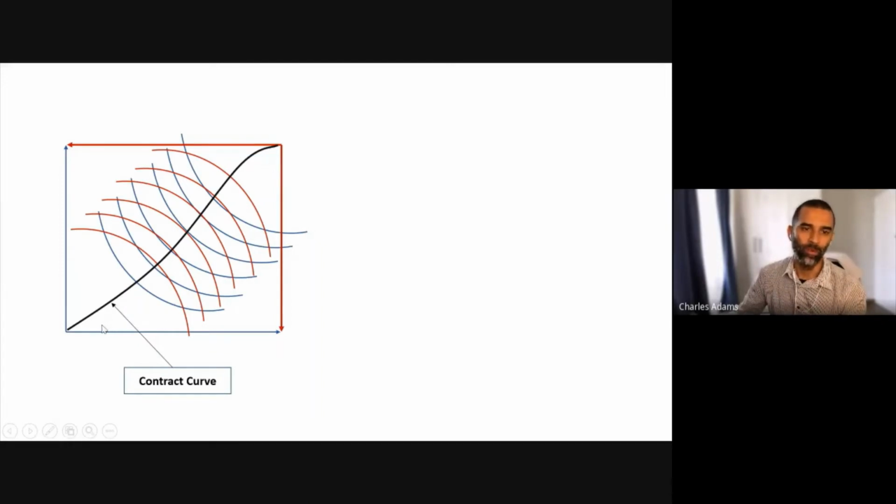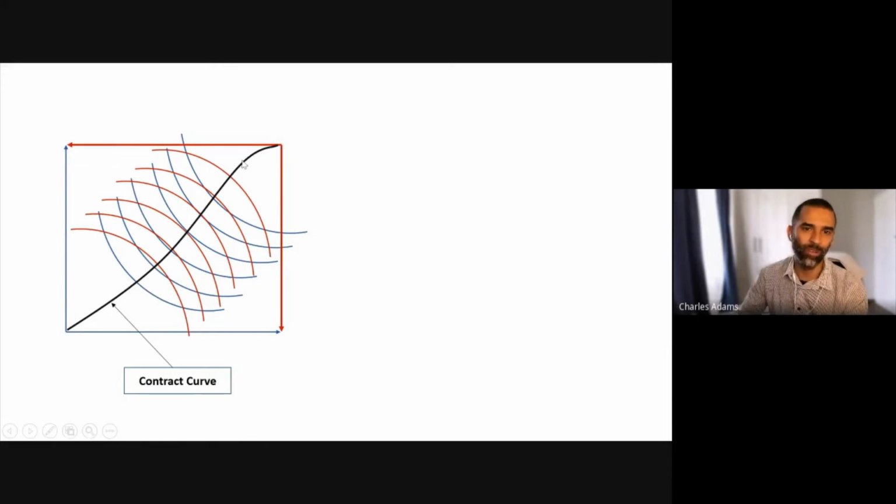But if you look at only those instances where there is tangency between the utility functions of A and B, and you connect all of those points, you get something like this contract curve. This is just an abstract idea, right? This is not a perfect drawing of an Edgeworth box, but this is just to give you a sense of how to construct an Edgeworth box and how to come up with this contract curve.